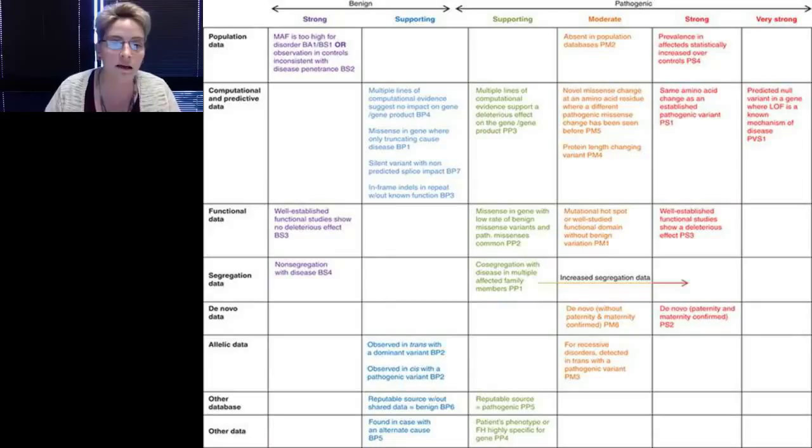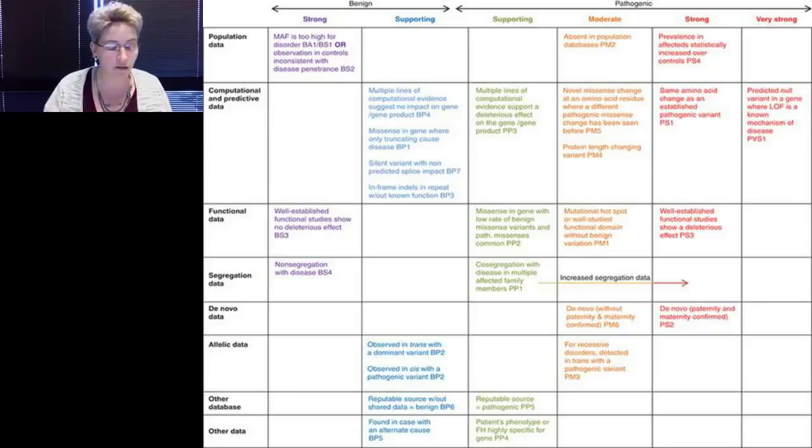And this evidence is really predicated by guidelines from resources such as the American College of Medical Genetics. In this next slide, what I'm showing you is this matrix of evidence that they've put together that allows us to come up with criteria by which we can define whether a variant is likely to be pathogenic and affecting a patient's disease or not.